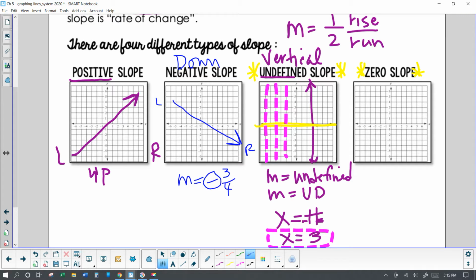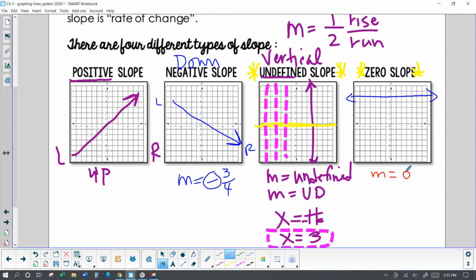The last one that we want to talk about is a zero slope, and we just saw that in the last practice when we were practicing slopes or writing equations from a graph. If I have a flat line, the slope is going to be 0. If I have a flat line, the slope is going to be the number 0.